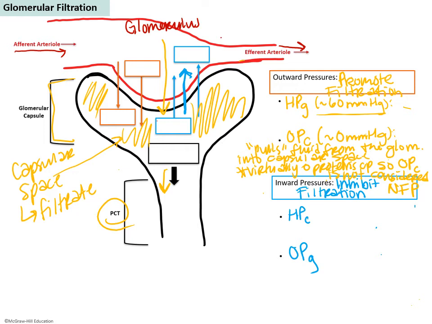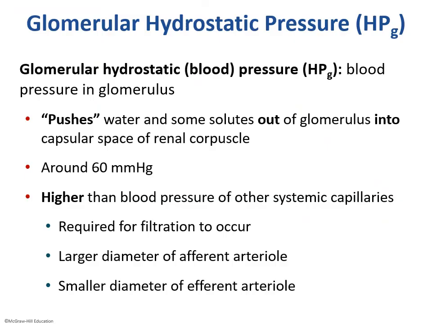All right, let's go to these last two down here. Our hydrostatic pressure of the capsular space is going to be about 18 millimeters of mercury. And our colloid osmotic pressure of the glomerulus is going to be about 32 millimeters of mercury. So now we are going to fill out the rest of this as we go throughout the specifics of each of these pressures. So let's first talk about this glomerular hydrostatic pressure, or HPG.